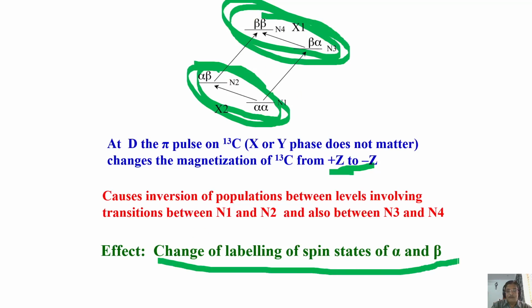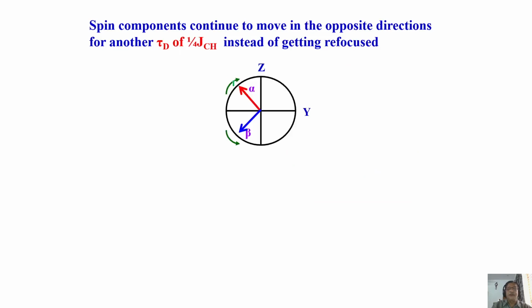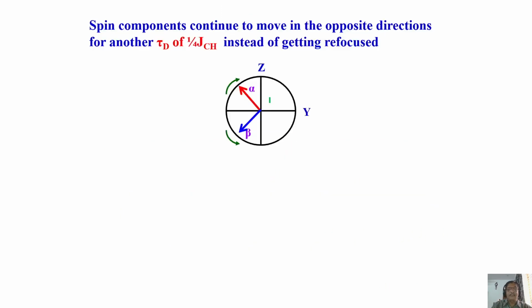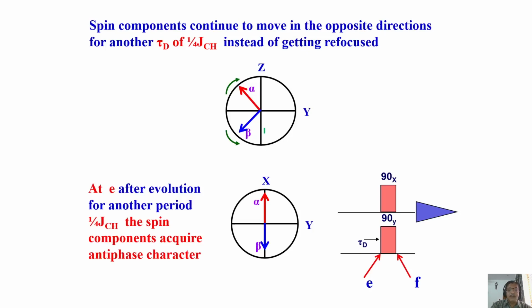Essentially, it means we are relabeling the spin states of alpha and beta. Whatever was there is changed now. Alpha and beta spin state labeling get changed. So the spin components continue to move. What did we do? By inverting carbon 13, we interchange the labelings of spin states of proton. So that started moving in the opposite direction.